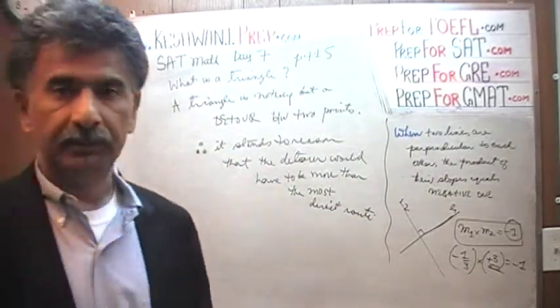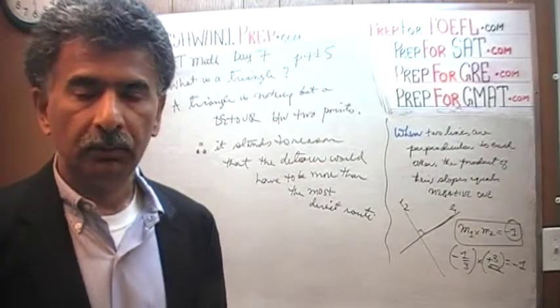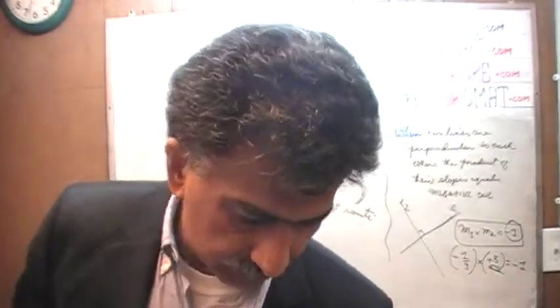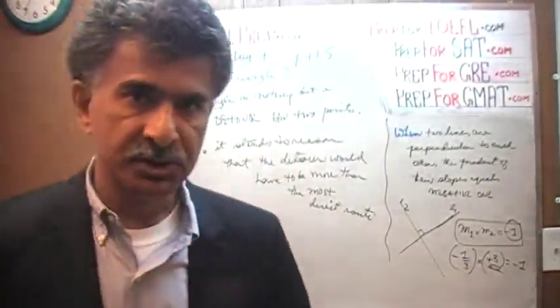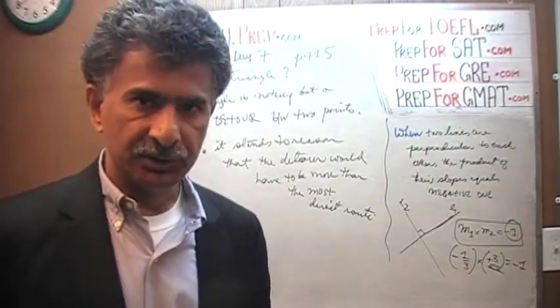A detour would have to be more than the most direct route. Obviously, that's probably why it's called a detour. Another way of putting the same thing: your math teacher, your geometry teacher, will not talk like that. Your geometry teacher, I bet you, never explained a triangle to you in this manner.